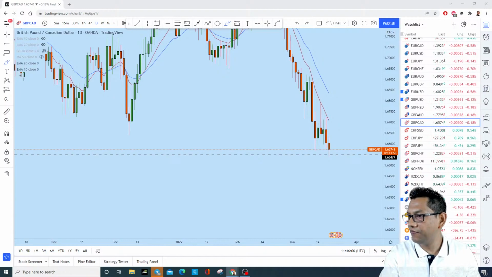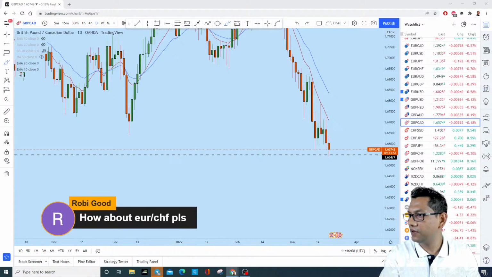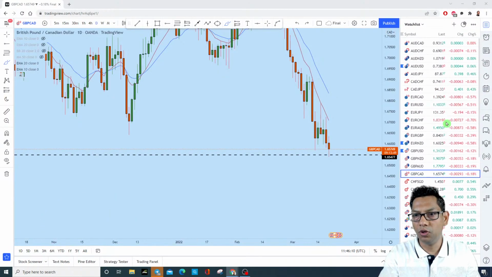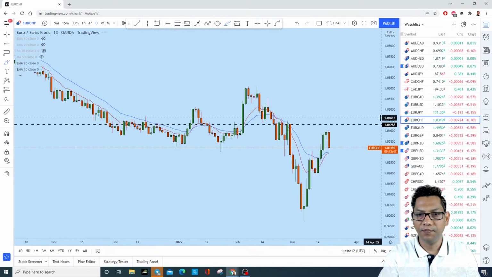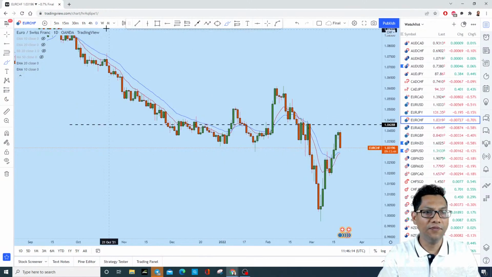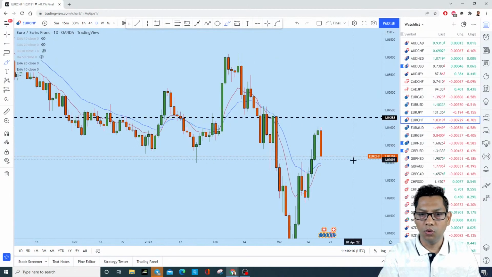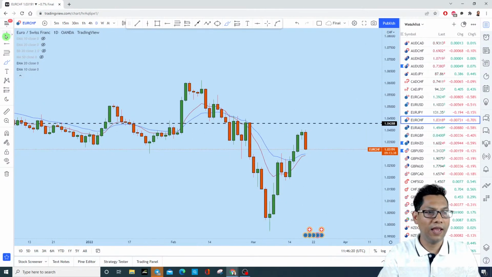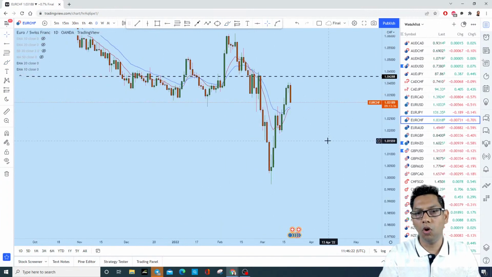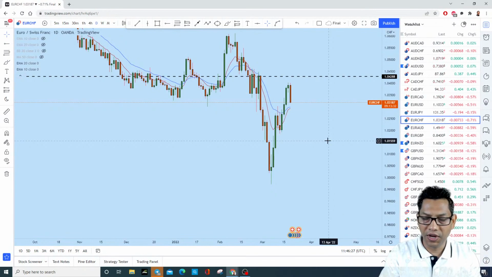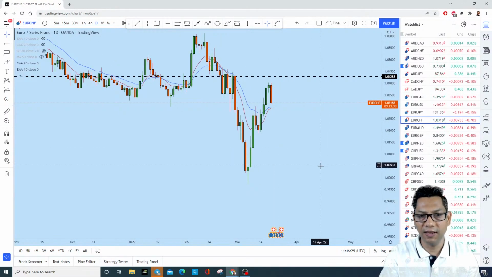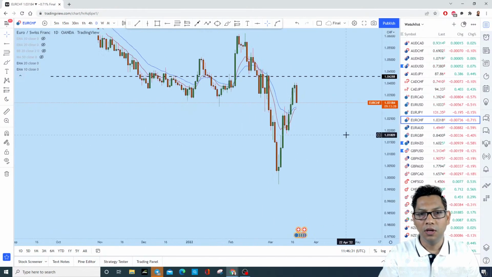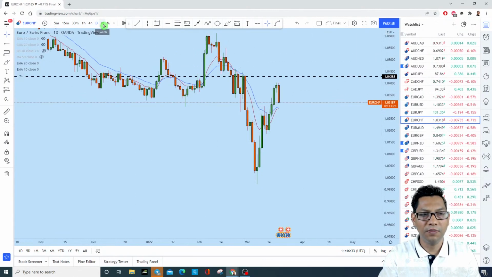Euro CHF. Okay, Euro CHF. Let's see what happened with Euro CHF. Okay, so Euro CHF, we see a break to the downside. It's a retracement, so you will always see a retracement and breakout. Let me explain clearly. Let me see the chart first. Euro CHF over the long term is a downtrend.